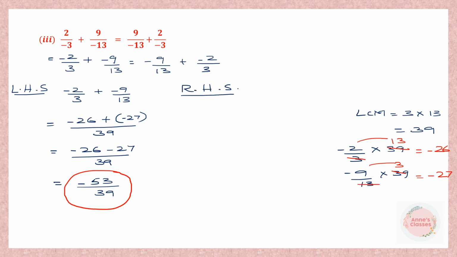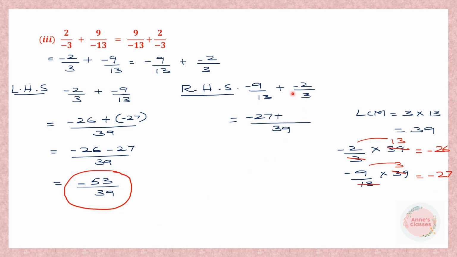On the right hand side, we have 9 by minus 13 plus, now we have moved the minus sign to the numerator. So it's minus 9 by 13 plus minus 2 by 3. So we have to find the LCM of the denominators 13 and 3, which we already found out to be 39. Now take the first rational number minus 9 by 13 and multiply it by 39. So we've already done it here. So when you multiply, what you get? Minus 27. Let's write it here. Minus 27 plus, let's go to the next one.